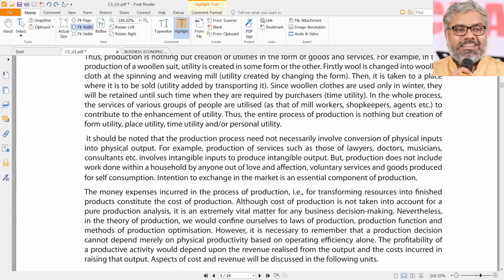But the next point also we already discussed. We should not think that production means only physical input to physical output. We should not think like that. Not necessarily that production means conversion of physical inputs into physical output. We should also understand services are also production. Same thing. So there is no necessity that the output has to be tangible. Even intangible inputs and intangible outputs also can be called as production.